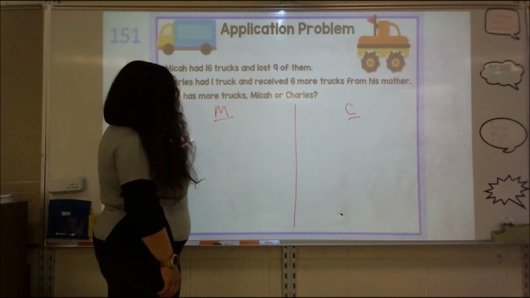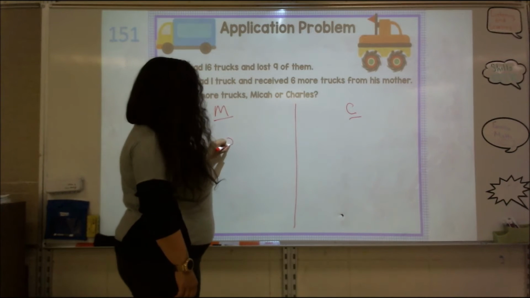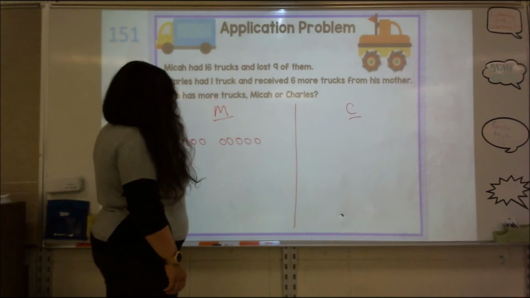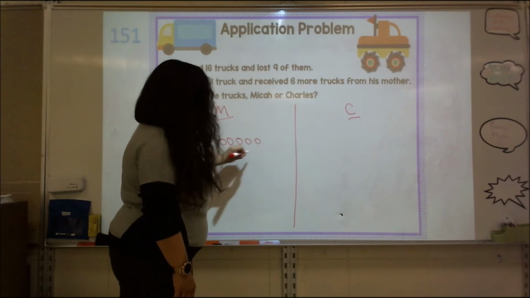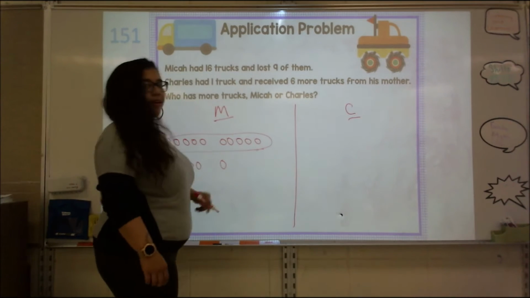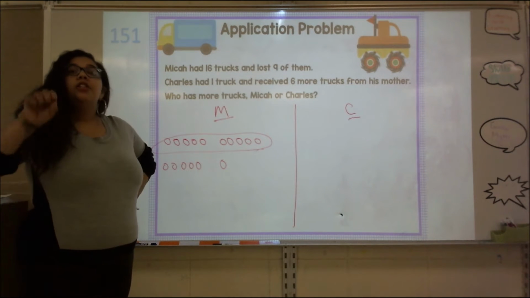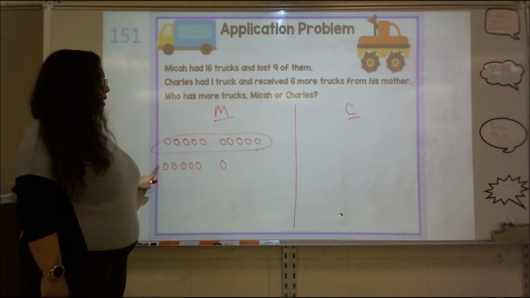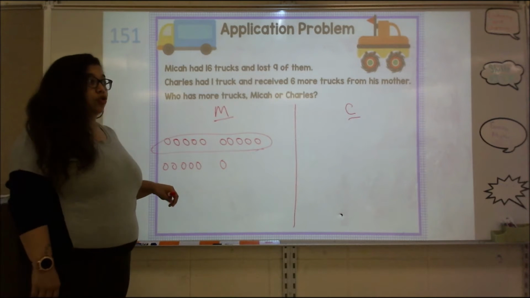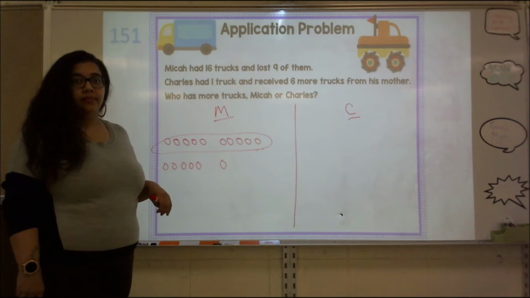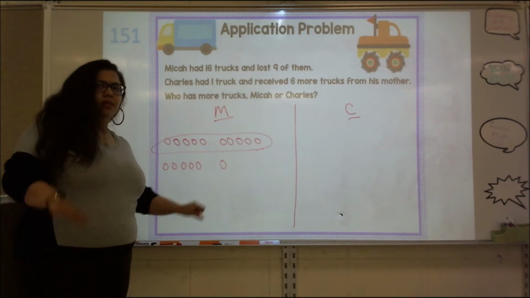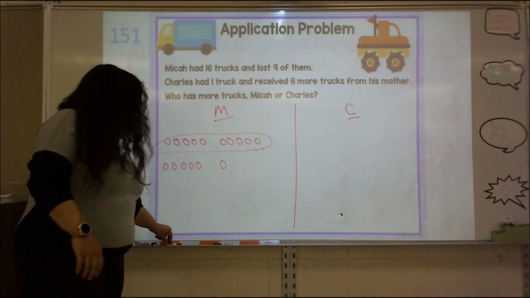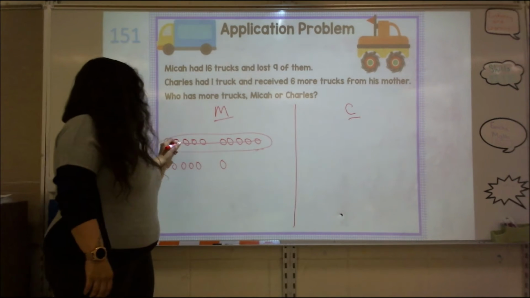1, 2, 3, 4, 5, 6, 7, 8, 9, 10. 11, 12, 13, 14, 15, 16 trucks. Why did I group them like that? To show 10 and some ones. Excellent. He lost 9 of them. When I'm subtracting, will I subtract from the 6 or from the group of 10? The group of 10, show me 6. I couldn't take away 9 if I wanted to. I don't have enough. Okay, so let's go ahead and take away 9.